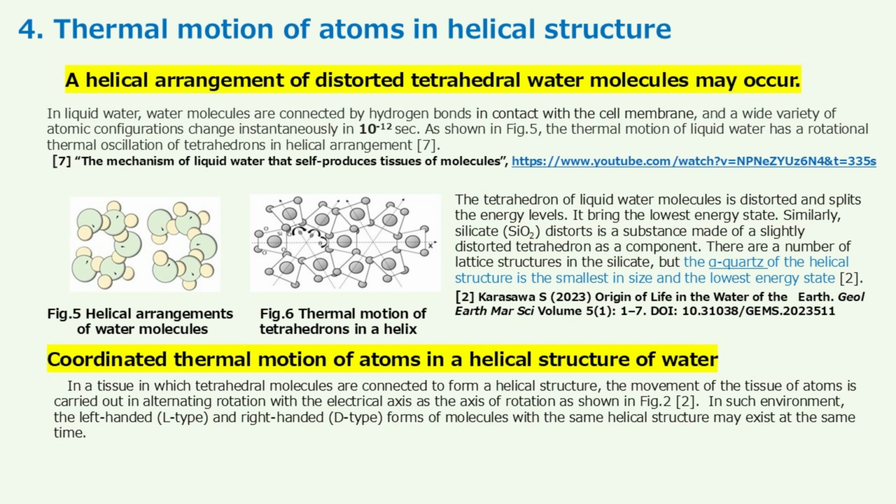Similarly, silicate SiO2 is a substance made of a slightly distorted tetrahedron as a component. There are a number of lattice structures in the silicate, but the alpha quartz of the helical structure is the smallest in size and the lowest energy state.